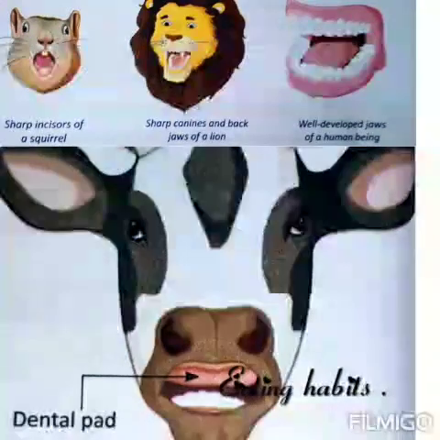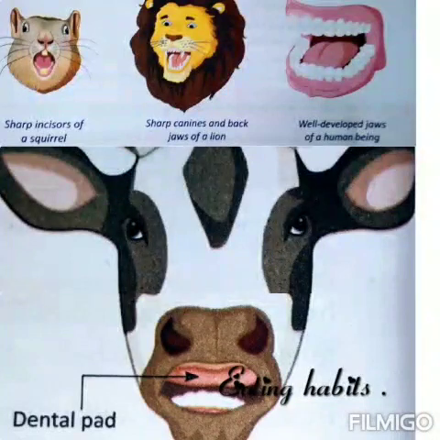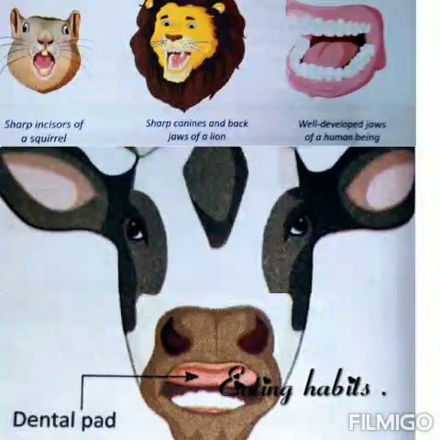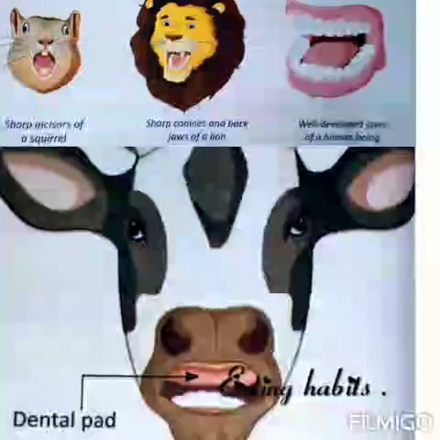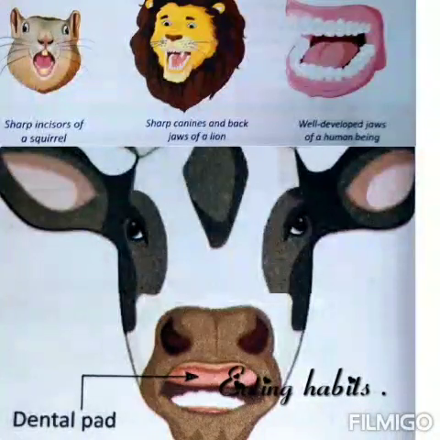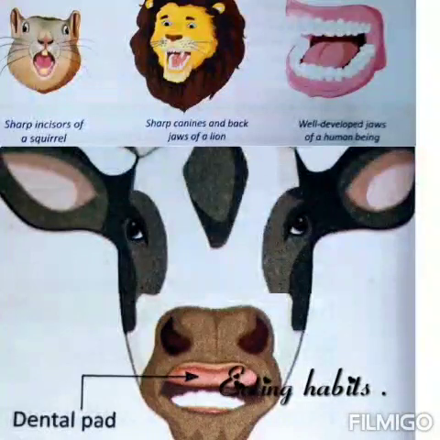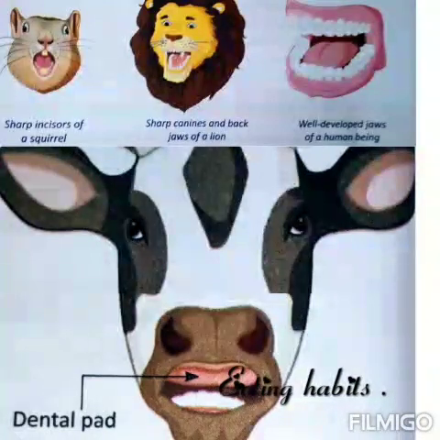First, let's learn herbivores. What is a herbivore? Plant-eating animals are called herbivores. Some animals eat only plants and plant products. The grass-eating animals such as cows, buffaloes, and goats have a thick pad called the dental pad.